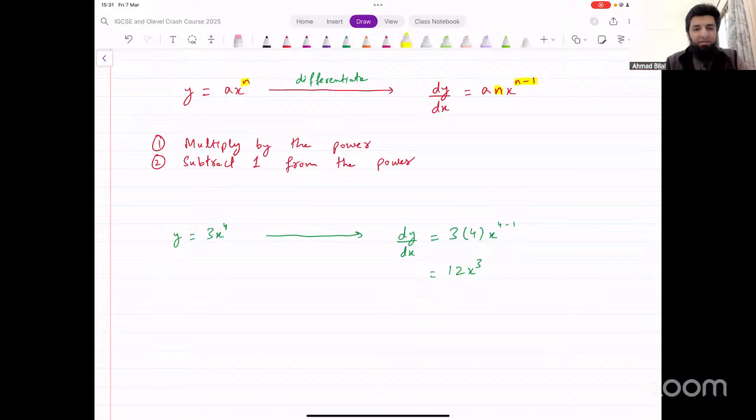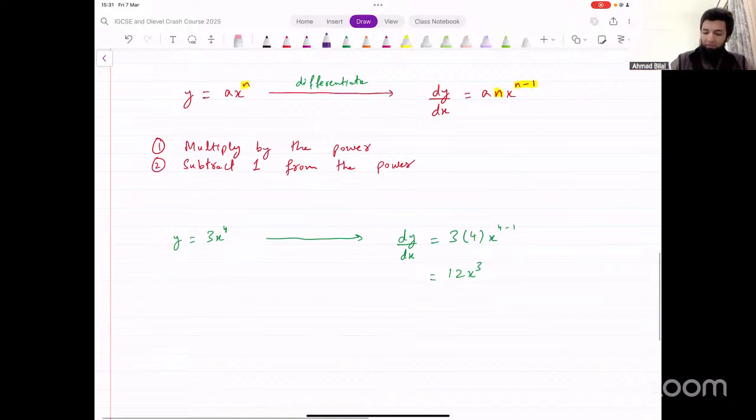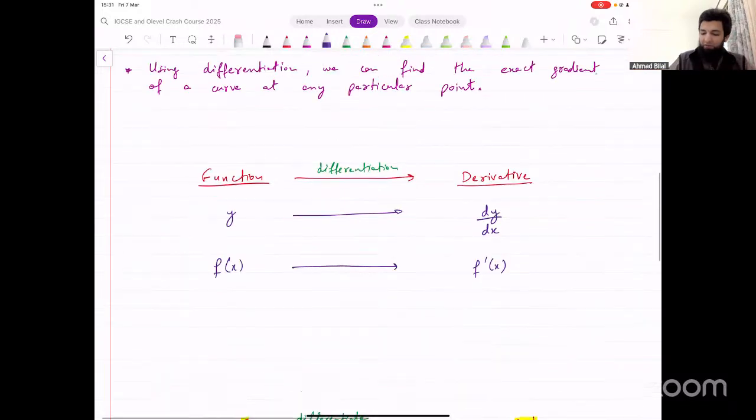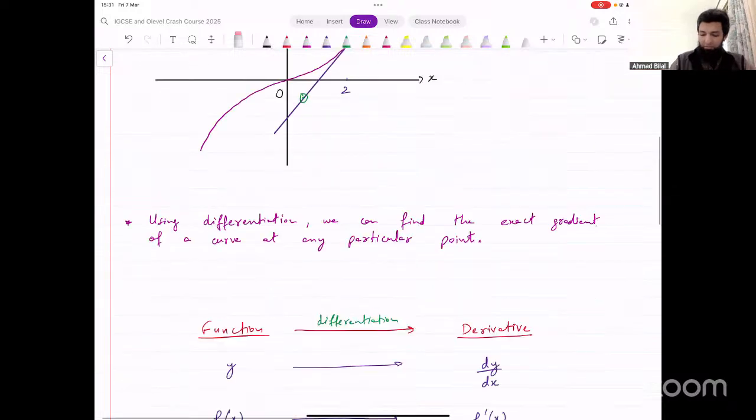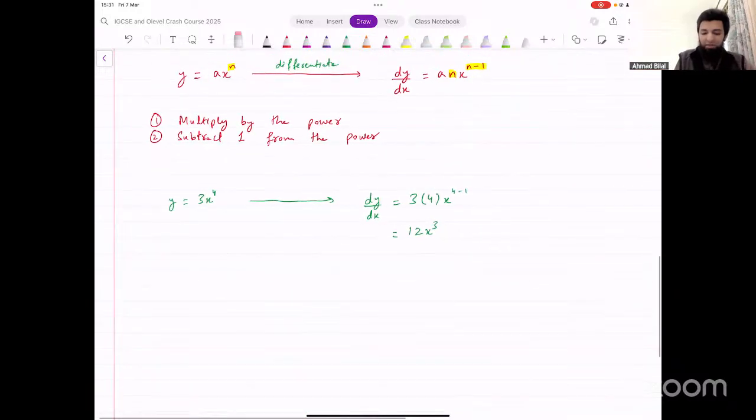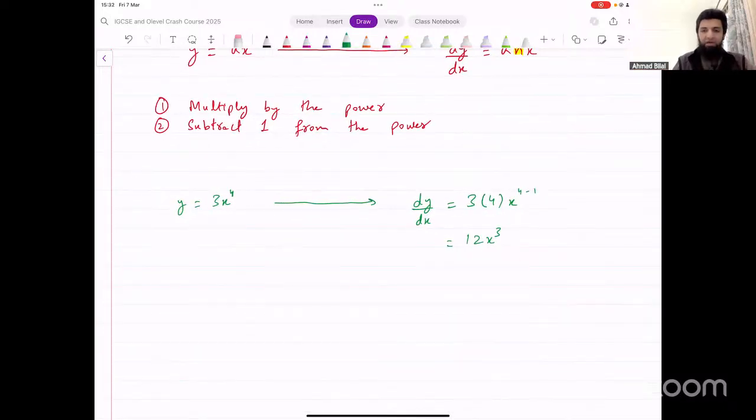Now, why is this derivative useful? Because now that we have the derivative, we can find the gradient at any one particular point. We'll come to that in a few minutes. Let's apply this process in a few more examples to get comfortable finding the derivative of any function.